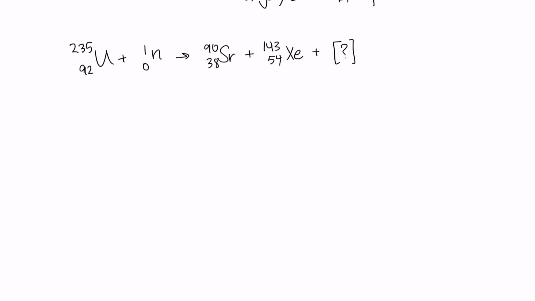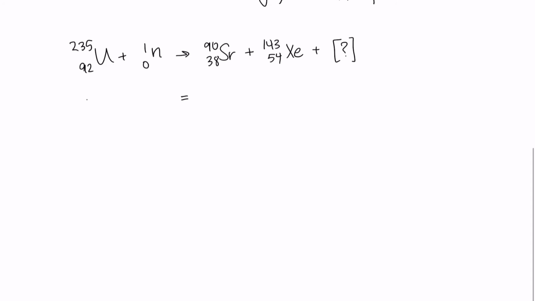So what I'm going to do is set up an equal sign right here, and I'm going to add up this stuff on the top. 235 plus 1 equals 90 plus 143 plus x. We don't know what that is, but we can figure it out. We get 3 when we're done. X equals 3. Okay, so I know that my mass should be 3 of the thing that's over there.